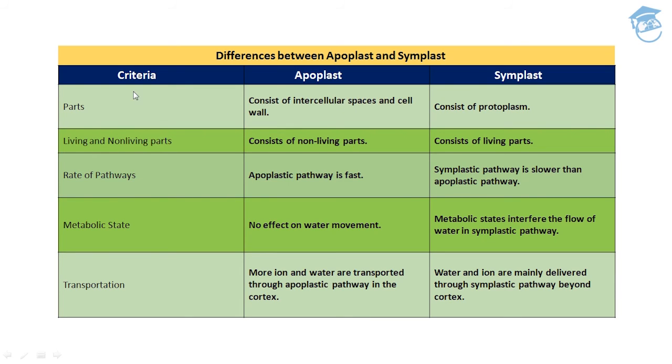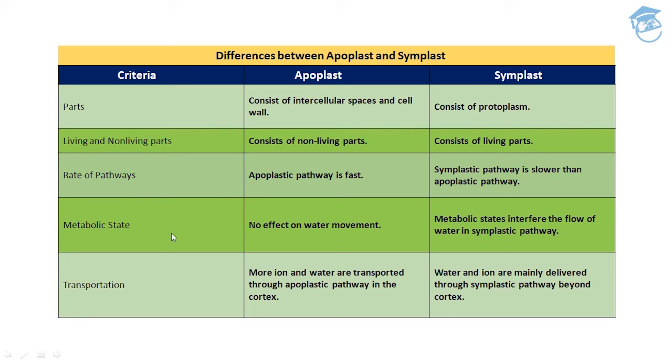See, these five are the criteria on which we can differentiate apoplast and symplast from each other. So first is a part that consists of intercellular spaces and cell wall. I'm talking about the apoplast. Now symplast, it mainly consists of protoplasm. That's why it is considered as living part of a plant body. Then on the basis of living and non-living part, apoplast consists of non-living part, because it goes through cell to cell. And unlike apoplast, symplast consists of living part because it involves protoplasm in it.